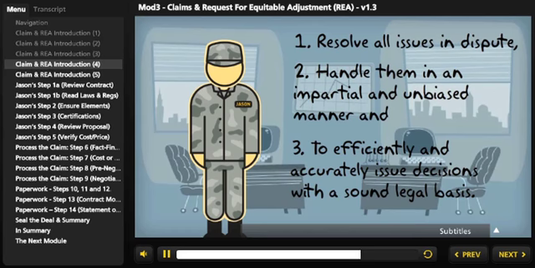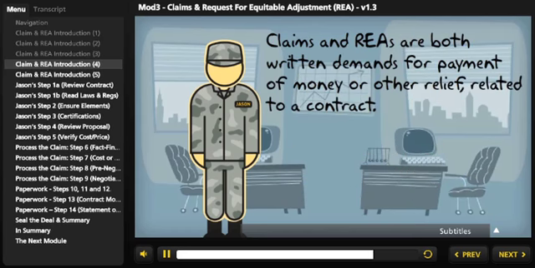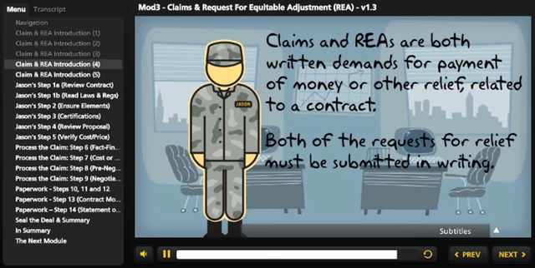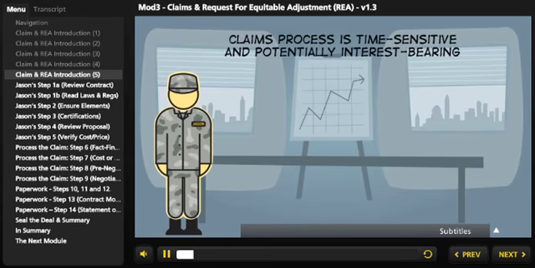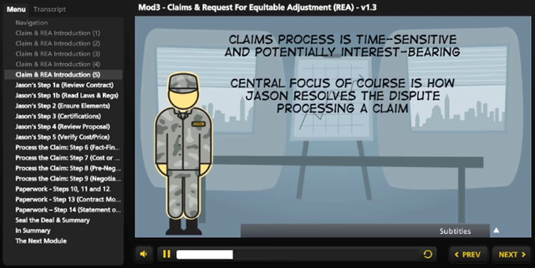Claims and REAs are both written demands for payment of money or other relief related to a contract. Both of the requests for relief must be submitted in writing. The claim process is a time-sensitive and a potentially interest-bearing dispute resolution technique. For this reason, the central focus point of this training module will describe how Jason resolves his dispute processing a claim. The REA process is the less formal of the two methods of resolving a dispute.